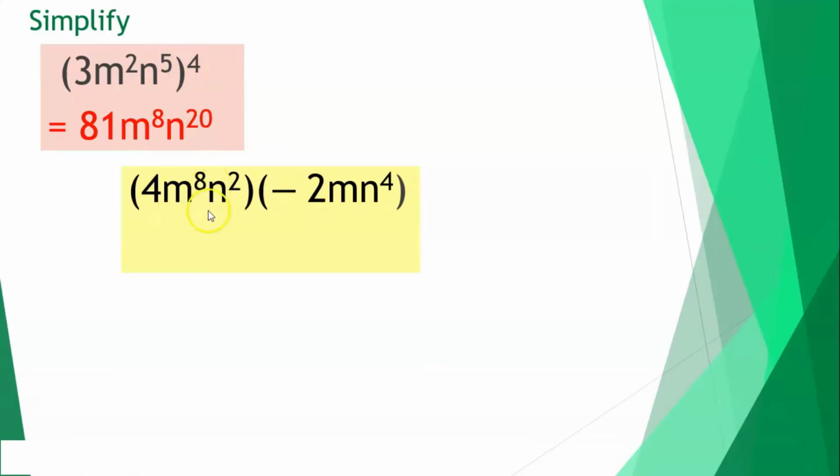4m to the 8 n squared times negative 2m n to the 4. So with this one, 4 times negative 2, that's negative 8.